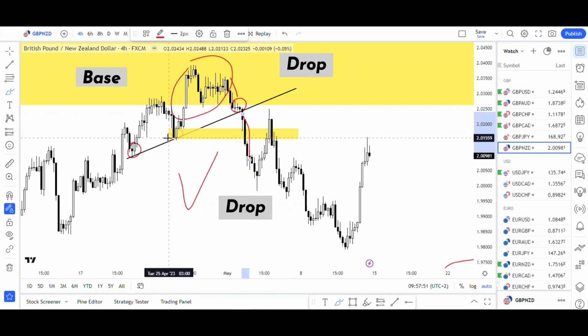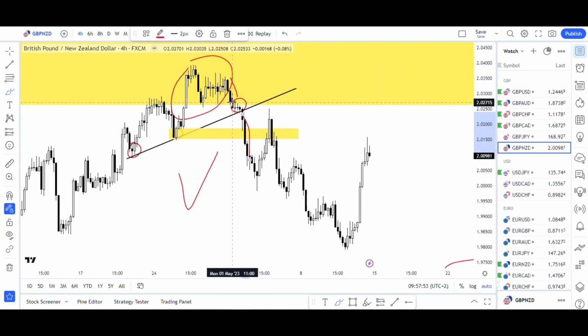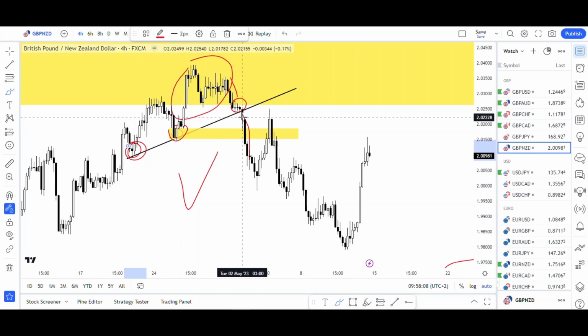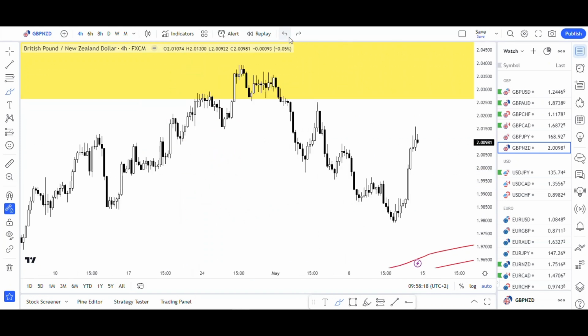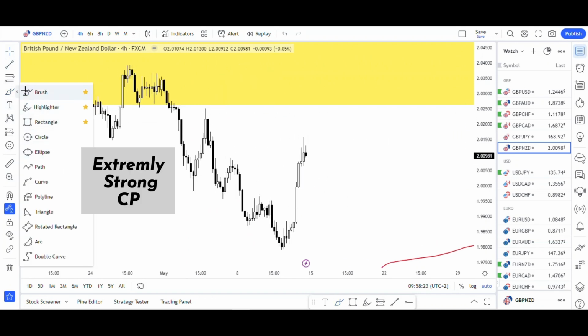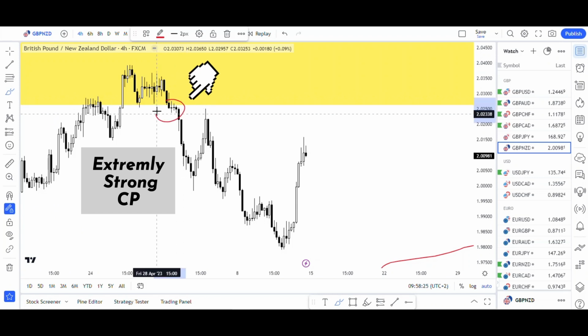Okay, so this CP here, we call it a CP. This CP here actually broke this structure as well, and this structure as well, and the move was very strong. You see, one candle, two candle, three very impulsive candles. Let me just clean it. Okay, so this CP here was extremely strong.